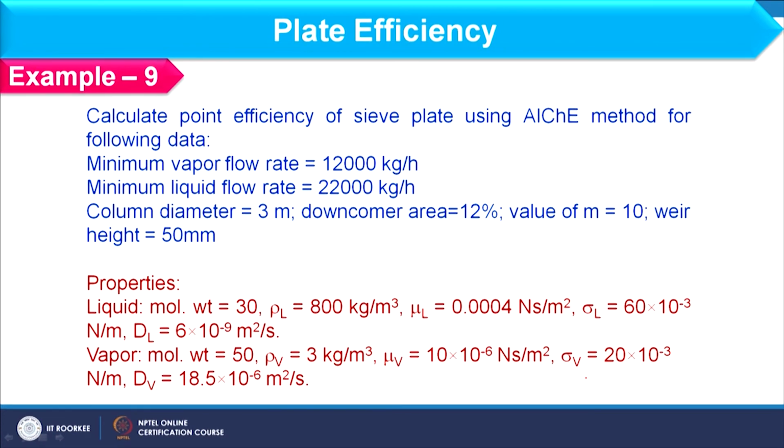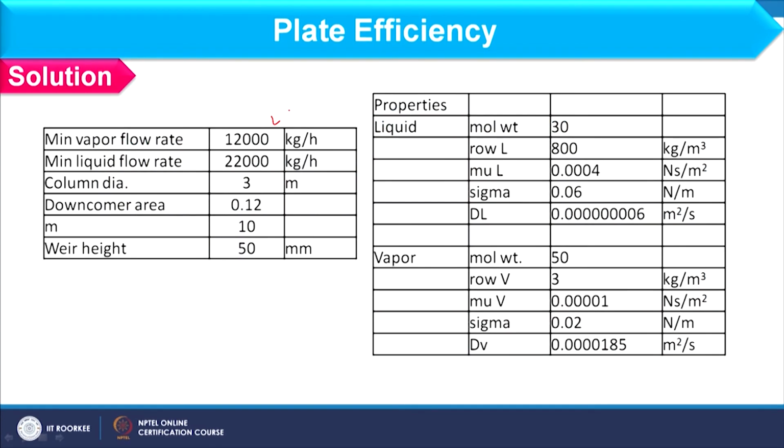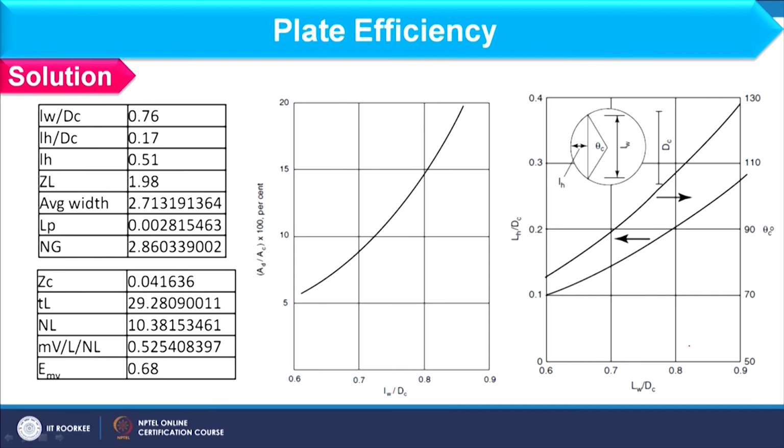Now, quickly we will cover another example. Here we have to calculate point efficiency for a sieve plate considering the AIChE method. These are the flow rates of vapor and liquid. Column diameter is given, downcomer area is given as 12%, the value of M is given as 10, weir height is 50, and these are some of the properties. Here you can see we have shown the given values. This is nothing but the given data, and here we have to find out ZL first.